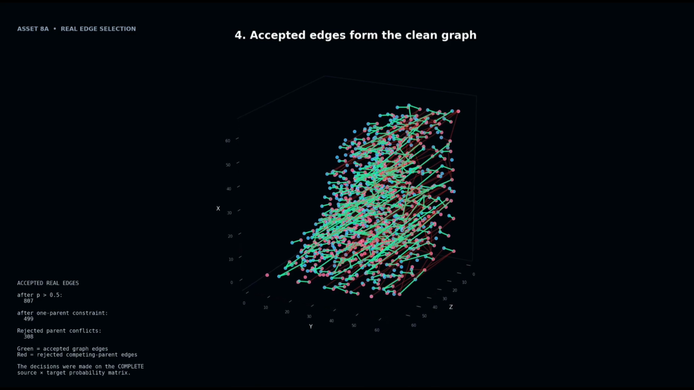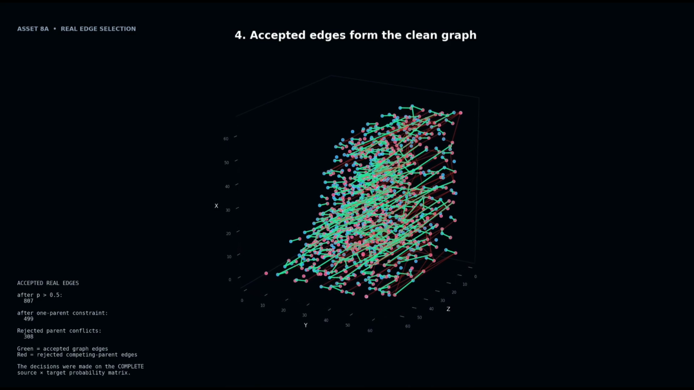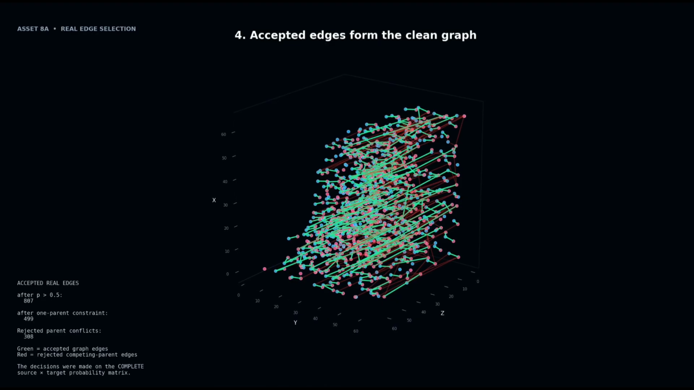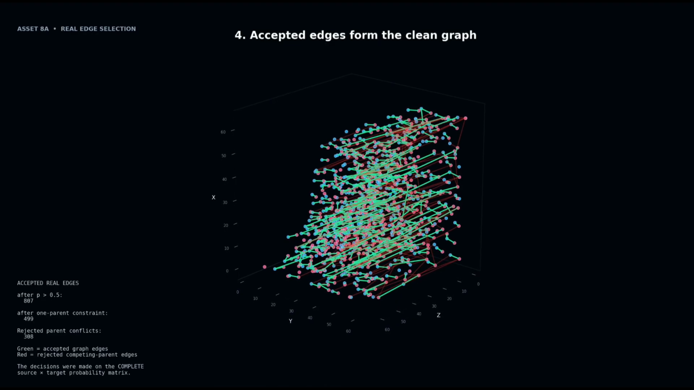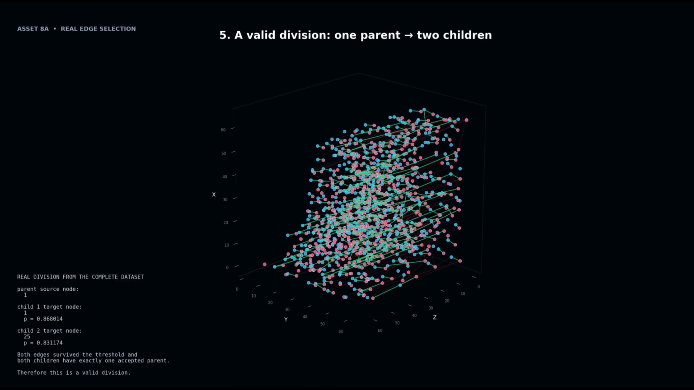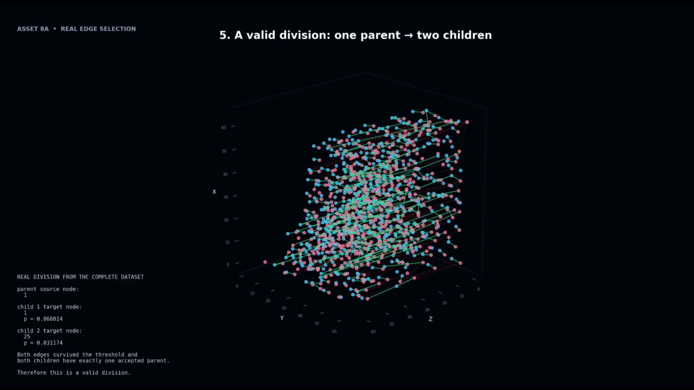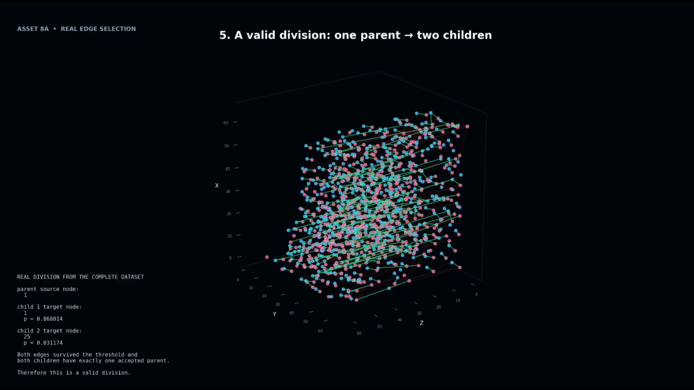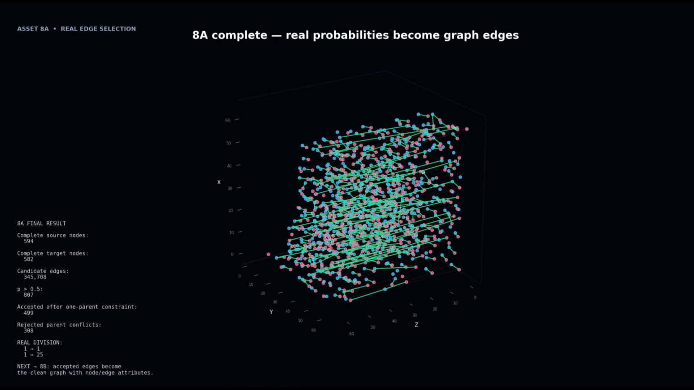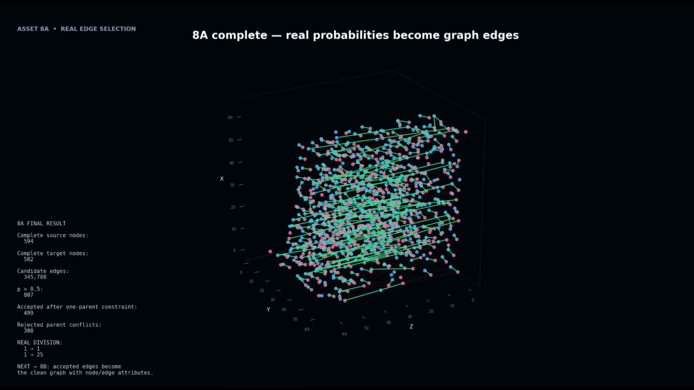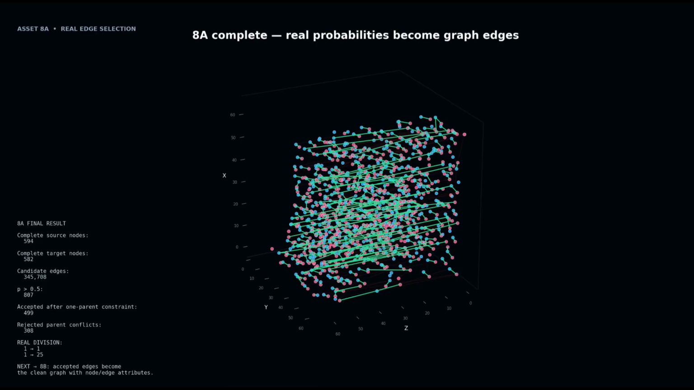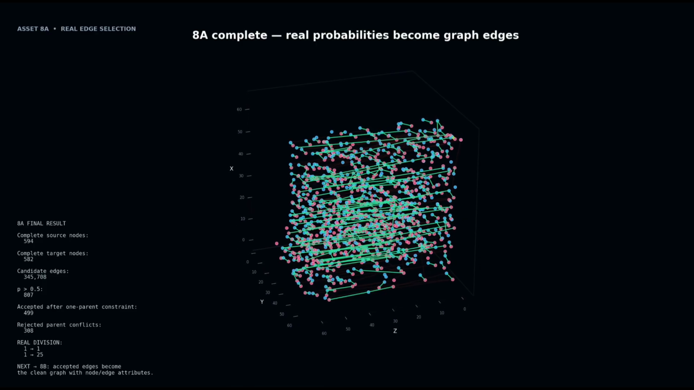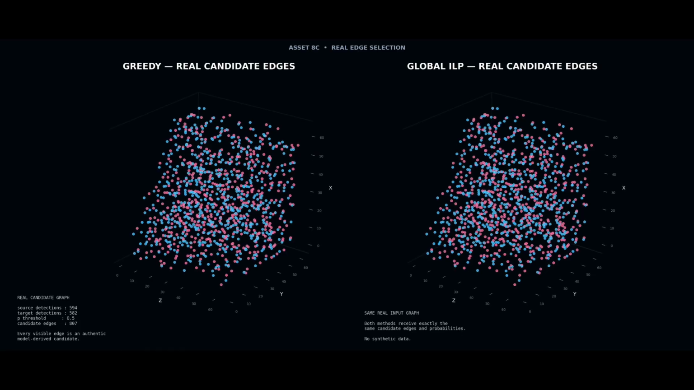We can also have some other conditions, like normally cells will only have up to two children. So that can be another condition that we enforce. And so we create a valid division graph, as in one parent, maximum two children. Once all of the edges that remain satisfy these conditions, we get real graph edges, which means biologically sensible edges, or what likely represents a cell.